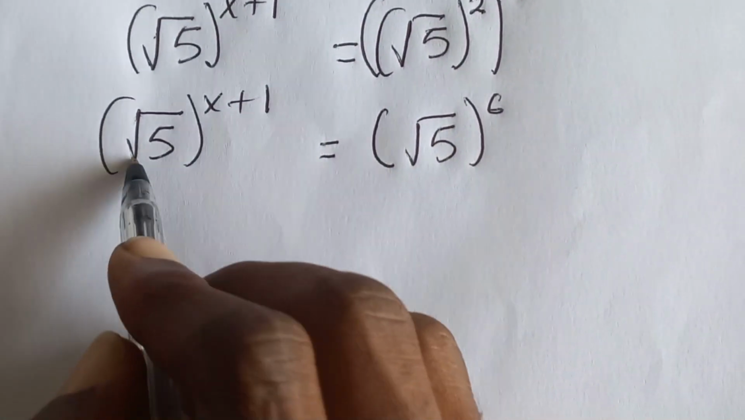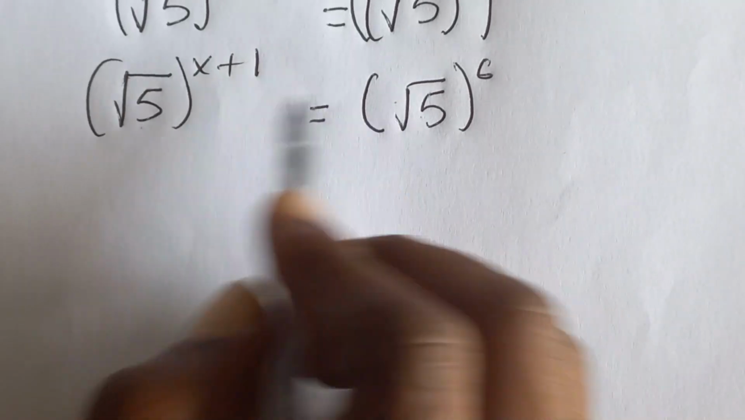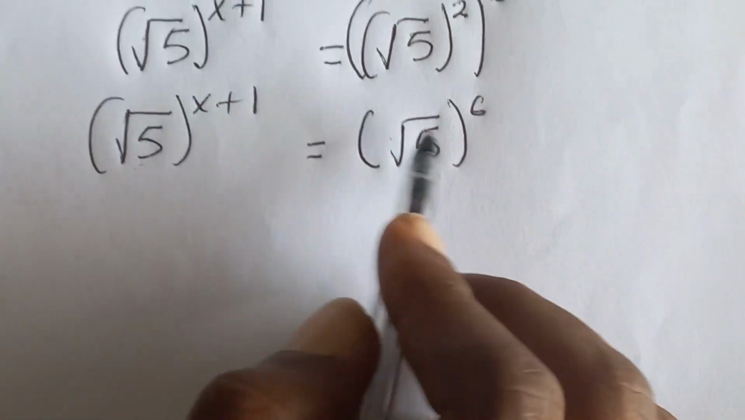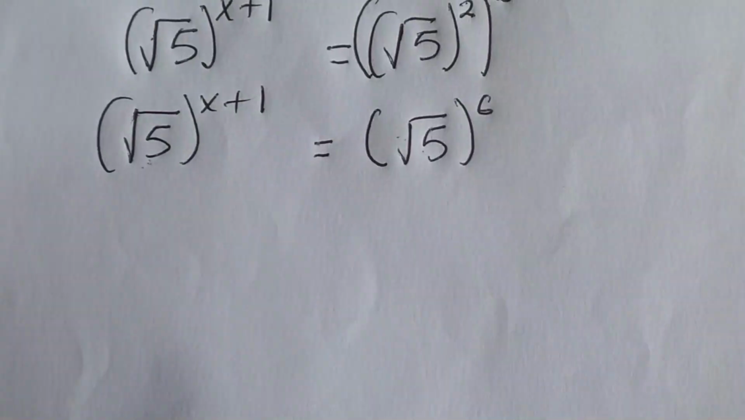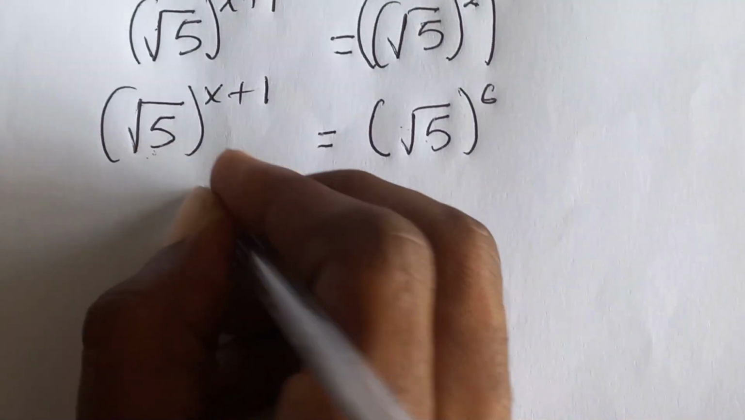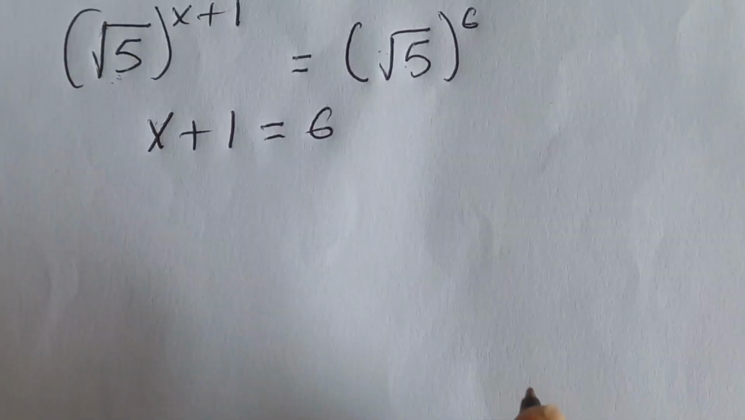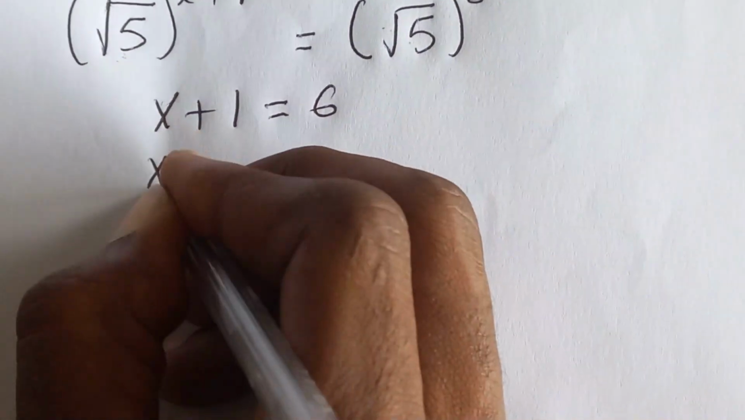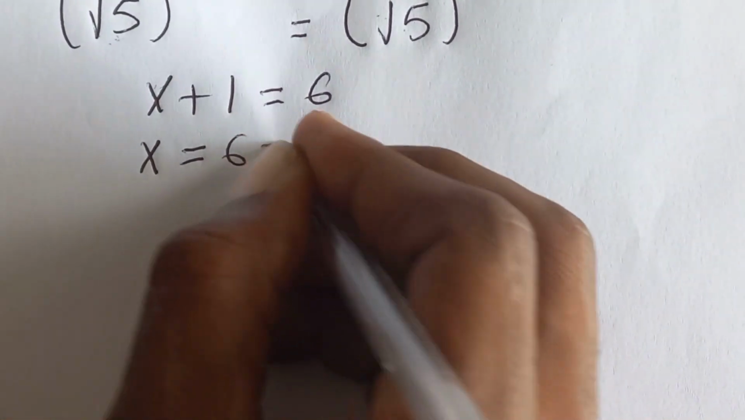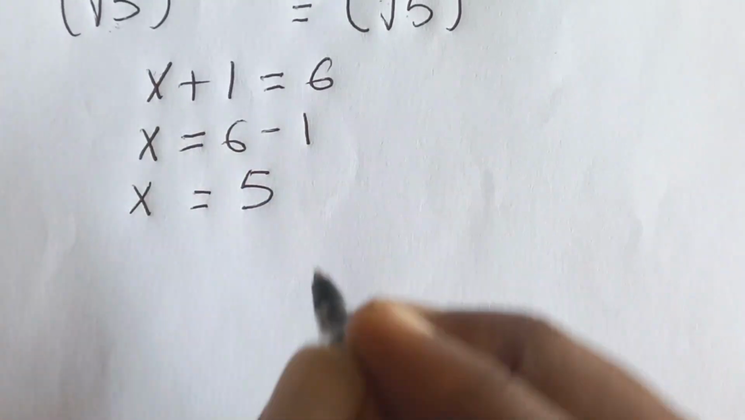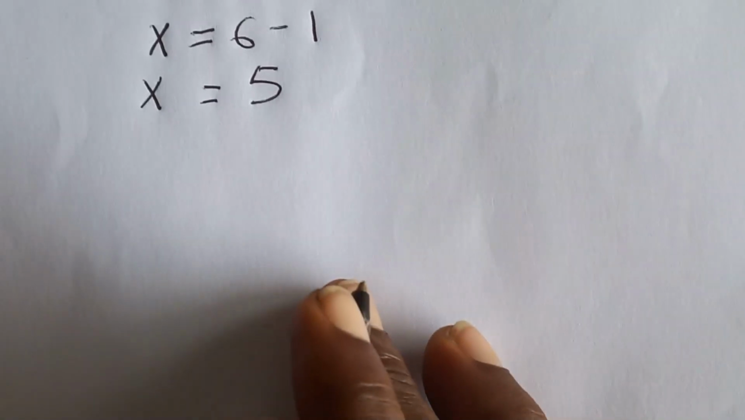Now we are having the same bases. The bases are the same. In algebra, when the bases are the same, we can equate the exponent. So now we are having x plus 1 is equal to 6. Now we are having x is equal to 6 minus 1. So our x is equal to 5.